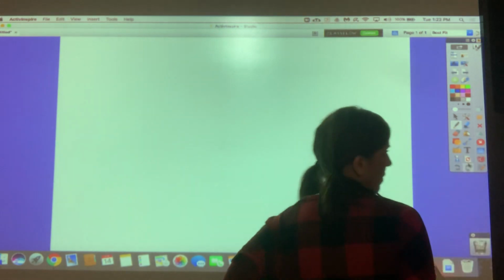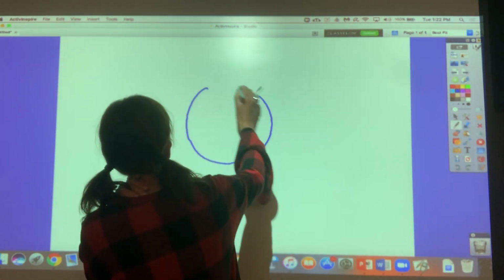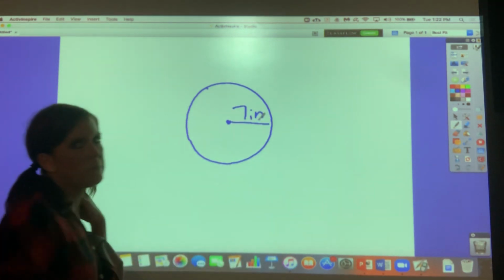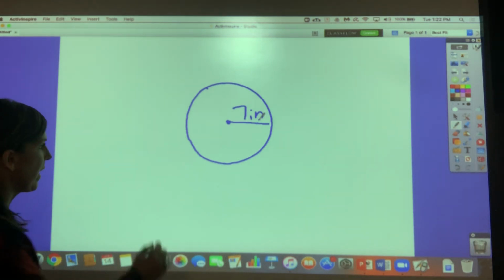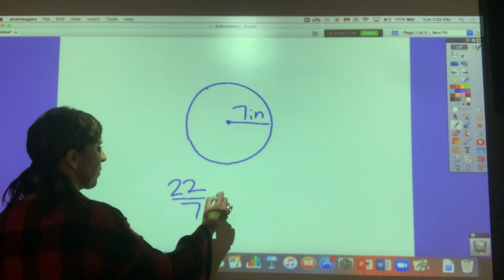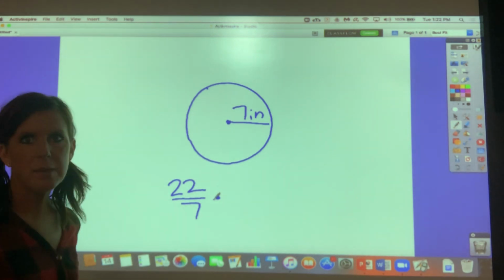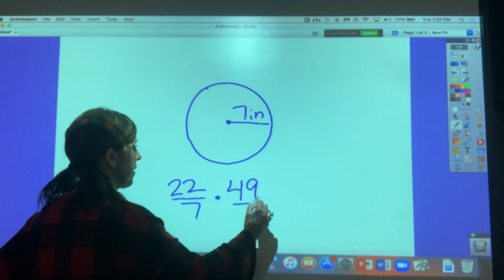So let's look at a couple of examples. Let's start with a circle that has a radius of 7 inches, and we want to find the area. The area is pi times the radius squared. Let's use 22/7 in this problem. If the radius is 7, we need to square that. Squared means 7 times 7, so 49 would be our radius squared.